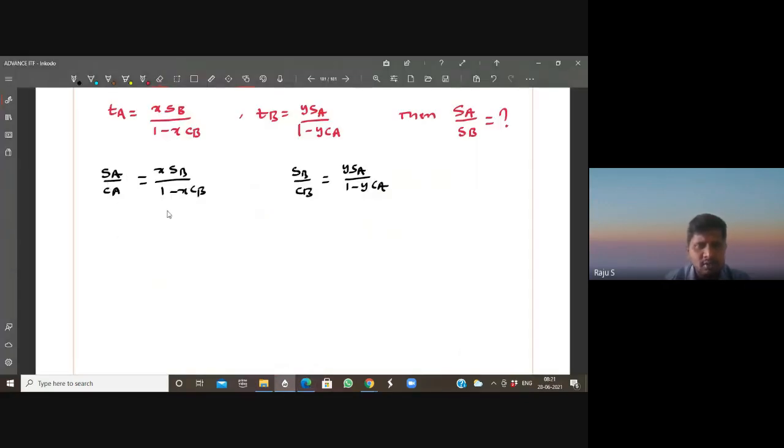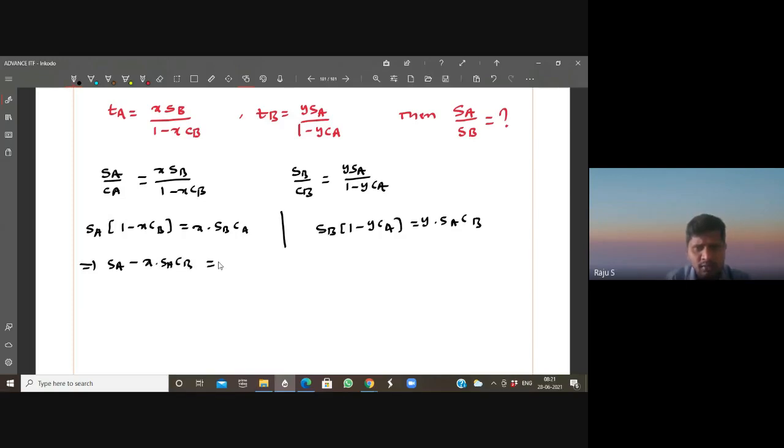Here I am going to find the x value. When I cross multiply here, sin A into 1 minus x cos B is clearly equal to x into sin B cos A. In the same way here also, sin B into 1 minus y cos A is equal to y sin A cos B. So from this, multiplying here, sin A minus x sin A cos B is equal to x cos A sin B. The same here also, sin B minus y cos A sin B, I am writing in order, equals y sin A cos B.